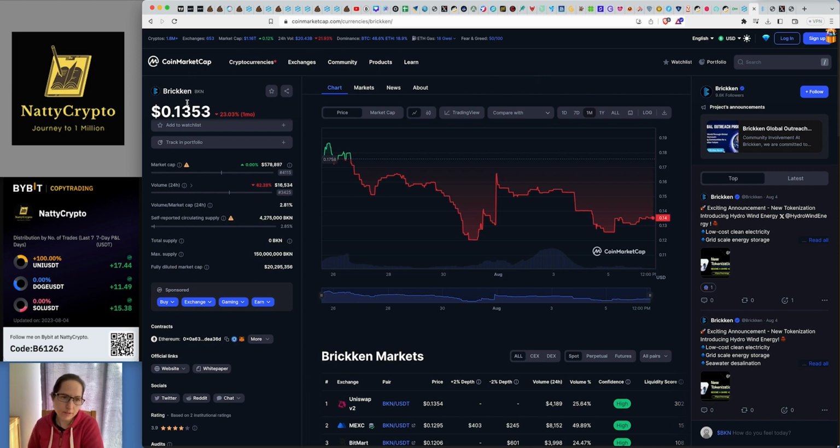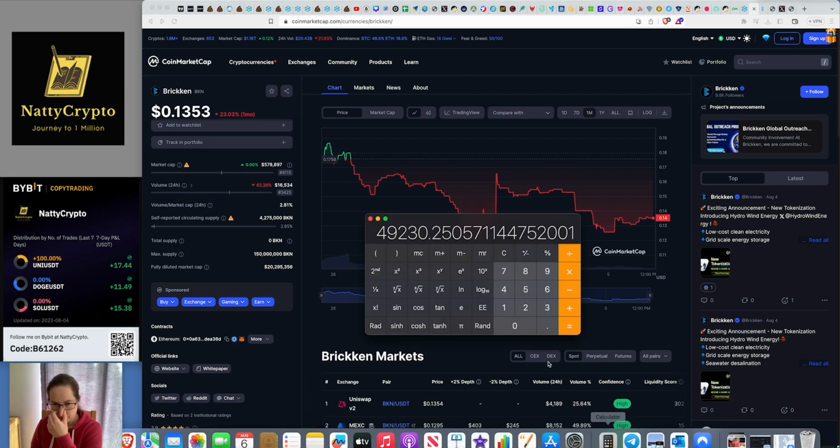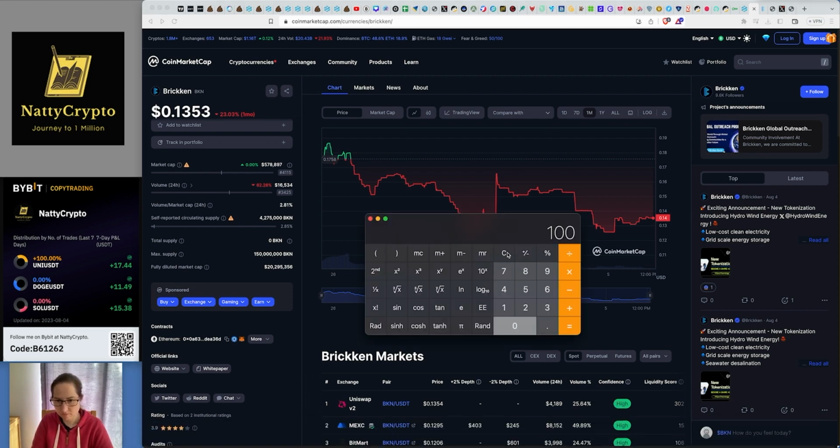What would I do to the price? So let's say 1,000X times the price. What's this in there now? 0.1353 to be precise. Sit on $135 price tag. That's pretty good. I think so.